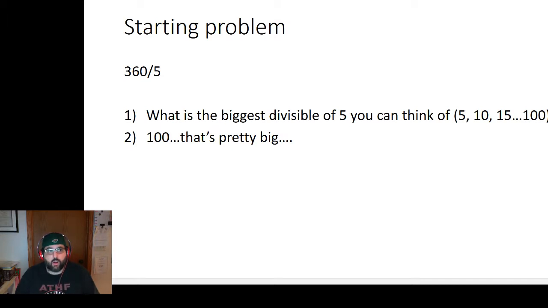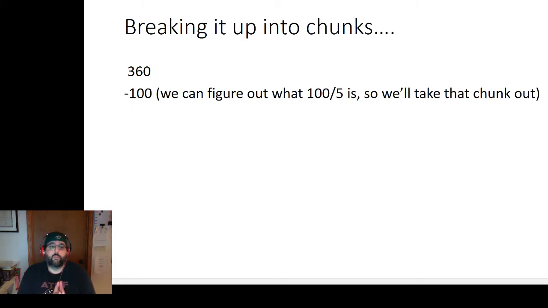Hopefully we could keep going with our 5s, but one thing we know is 100 is divisible by 5. That's hopefully something that we know. If we kept on counting by 5s, we would eventually get to 100. That's pretty big, so here's what we're going to do. We know that 100 is divisible by 5, so we're going to take that chunk out. We're going to subtract 100 from our 360.